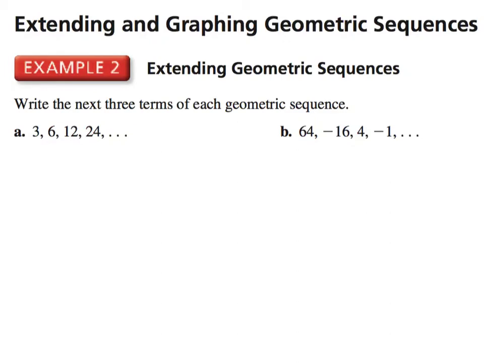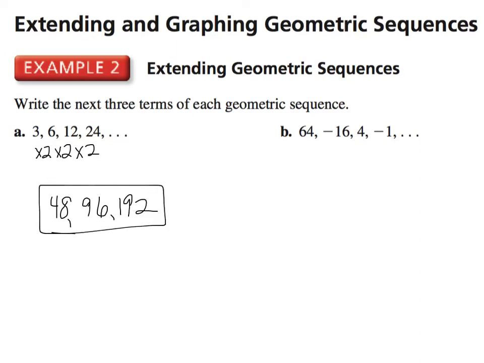So in the second part, we're going to extend and graph geometric sequences. Example number 2. We want to write the next 3 terms of the geometric sequence. In A, you'll notice that the common ratio is multiplying by 2. So the next 3 terms would be 24 times 2 is 48, times 2, multiplied by 2. And the next 3 terms, when you multiply by 2, would give us 48, 96, and 192. Pretty easy.